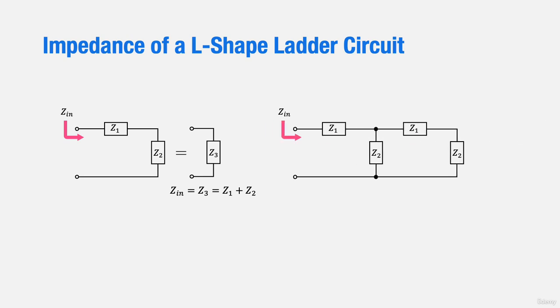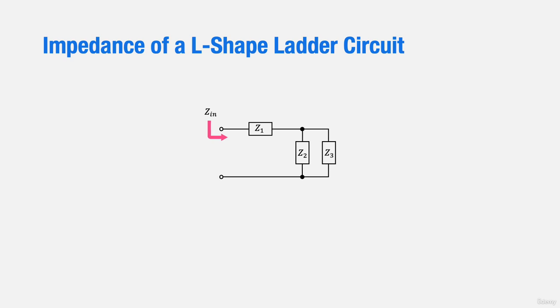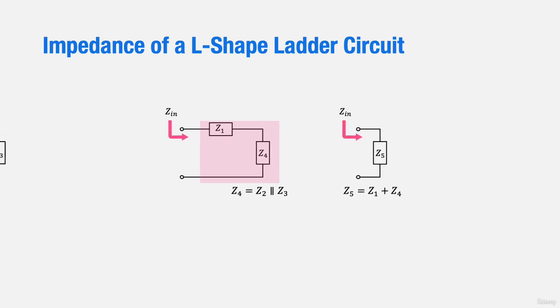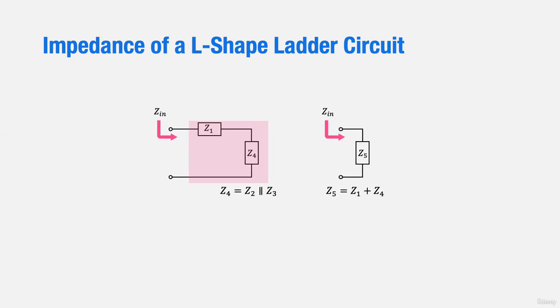Suppose we have an L-shaped ladder network, as shown on the right, composed of Z1 and Z2. How can we determine its input impedance Zin? One approach is to combine the last Z1 and Z2 to obtain Z3, and then connect Z3 and Z2 in parallel to yield Z4. Next, we can connect Z1 and Z4 in series to obtain Z5, which provides us with the input impedance Zin of the L-shaped ladder network.